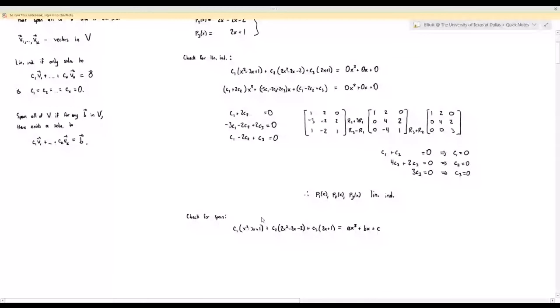Now, here you can convert it into the same system of equations that we have here. Only difference is, again, instead of the right-hand side all being equal to 0, when we do the step where we combine like powers of x on the left, it would be set equal to ax squared plus bx plus c when we're checking for span. So you get c1 plus 2c2 equals a instead of 0, because now a is the coefficient of x squared. Likewise, you'd get this portion equal to b, because now b is the coefficient of x. Likewise, this part would be equal to c now. Okay.